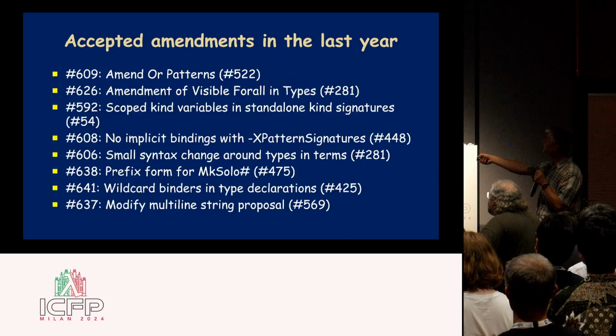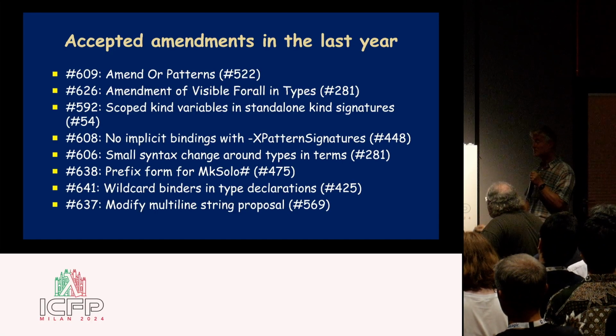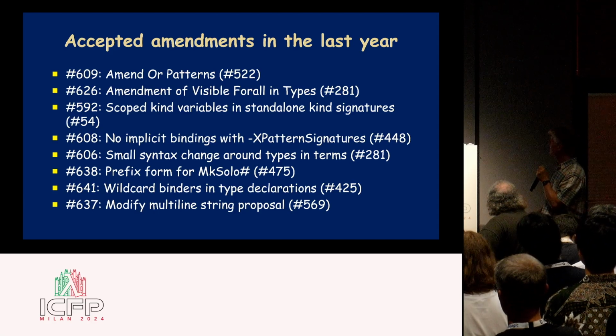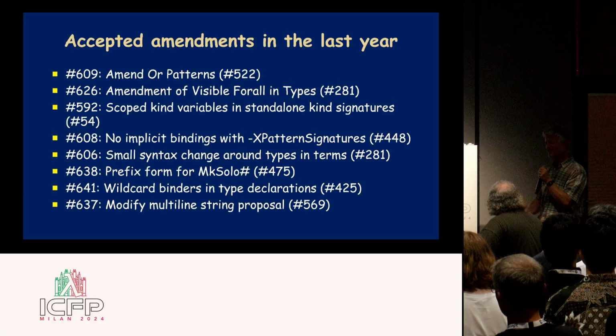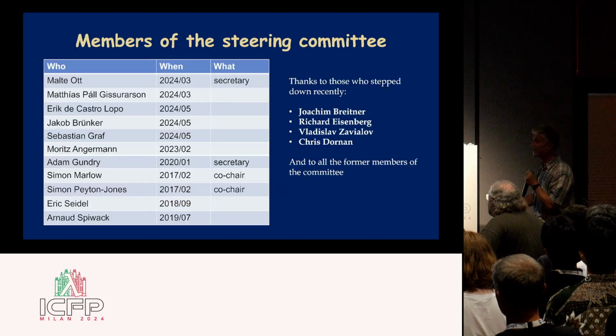Oh, wait. I'm going to skip these ones, I think. These are all fairly specialized. Wildcard binders in type declarations just lets you use underscores in type declarations. Like if you got a... I'm going to skip it. Multi-line strings we talked about. These are the people. Yes.